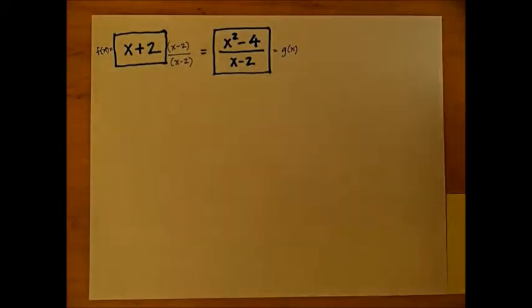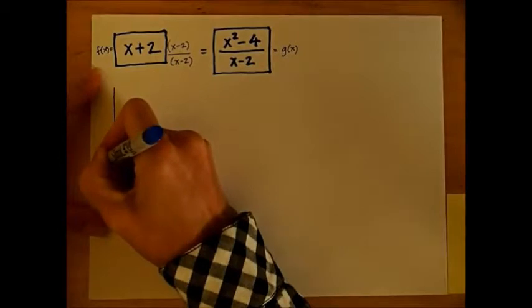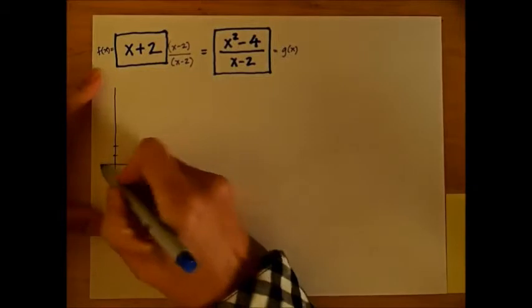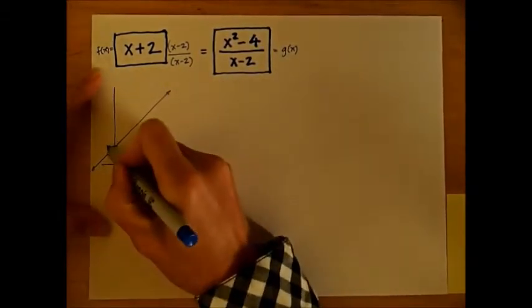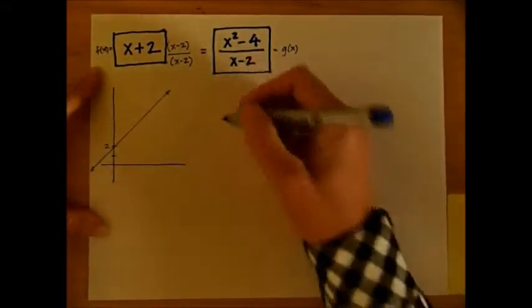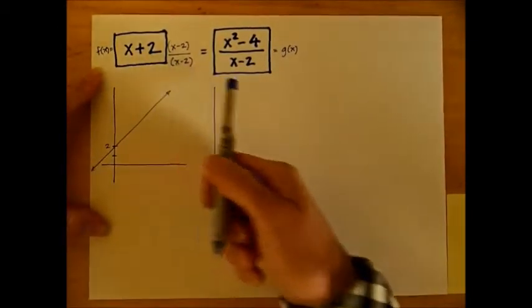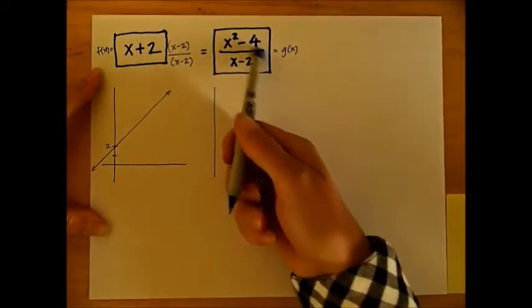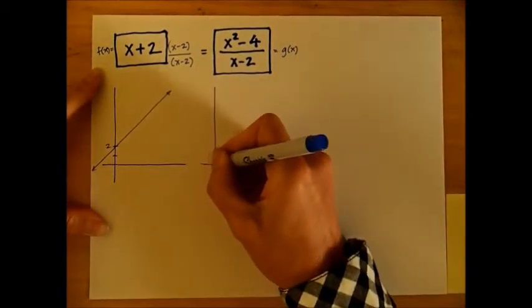Let me show you what I mean. The graph of x plus 2 is a line, right, that cuts through the y-axis at a height of 2. So the graph of x plus 2 looks like that, right? This is where y is equal to 2. The graph of this thing is exactly the same as the graph of this thing, but what point has to be excluded from the domain here? Since you can't have a 0 in the denominator, 2 has to be excluded from the domain.